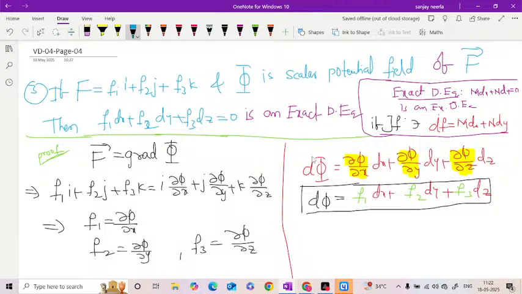It is the exact differential equation. Okay, clear? Hello.